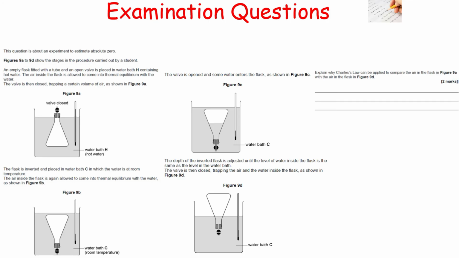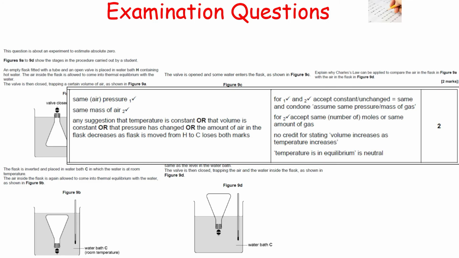Right, well, this question is asking you to basically understand what Charles's law is. So it's the idea that here the mass of the air in both of those beakers is going to be the same because they've not been adjusted, and they've got the same pressure. So therefore, it's the idea that there's the same moles of gas there, the same amount of gas there. So you've got to understand that if the temperature is constant, then the volume will be constant.